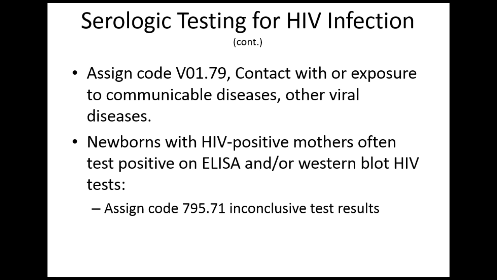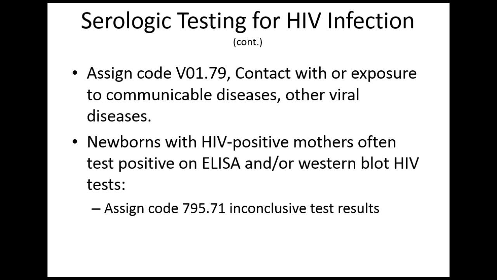When a patient has had contact with or has been exposed to the HIV virus, but shows no signs or symptoms of the illness and has not been diagnosed with a condition related to HIV, ICD-9-CM provides a code for exposure or contact with HIV. The code is V01.79. Newborns with HIV-positive mothers also often test positive on ELISA and or the Western blot HIV test. This finding usually indicates the antibody status of the mother rather than the status of the newborn, and these are coded to 795.71.